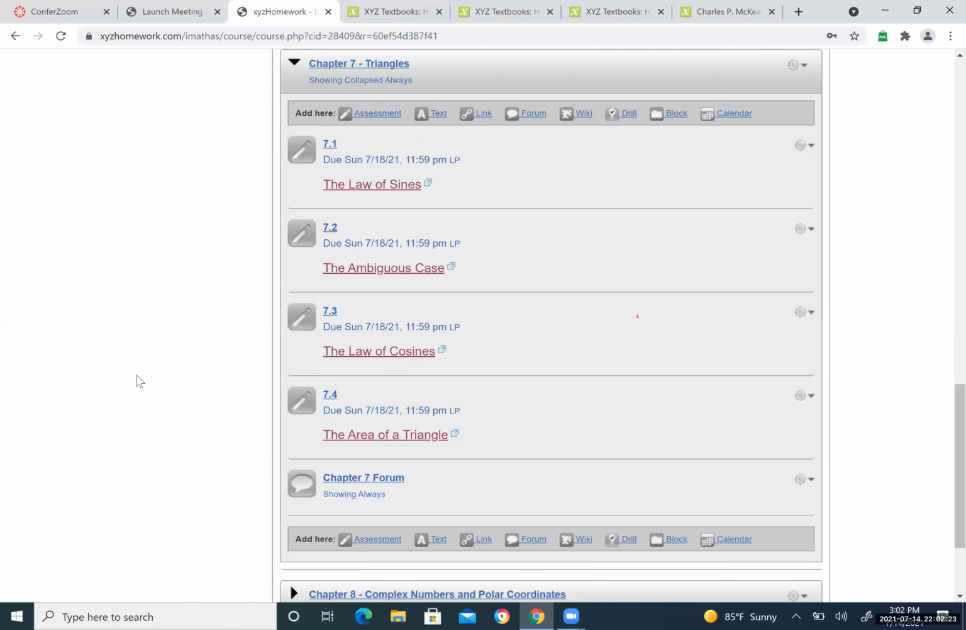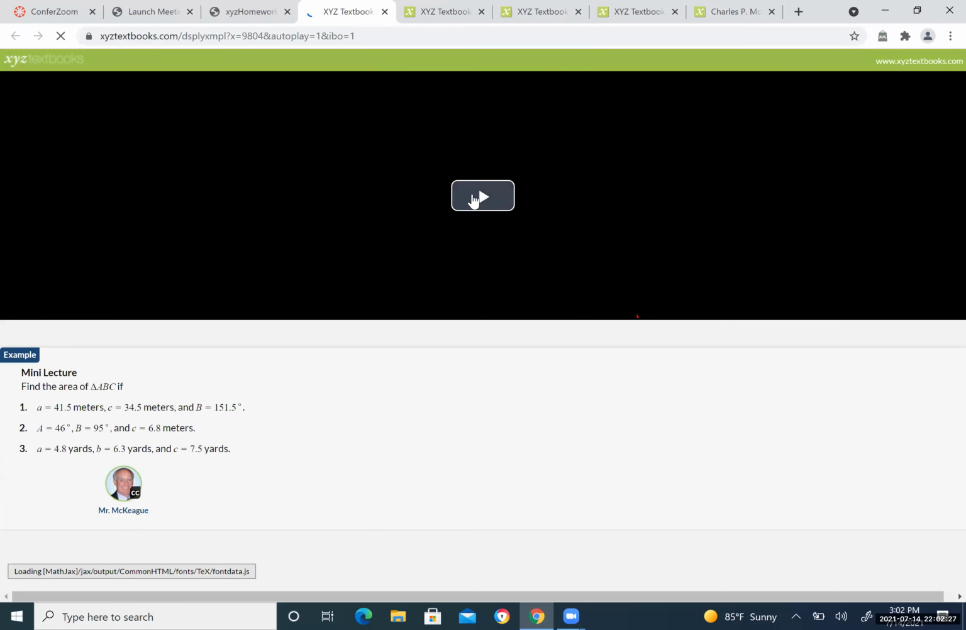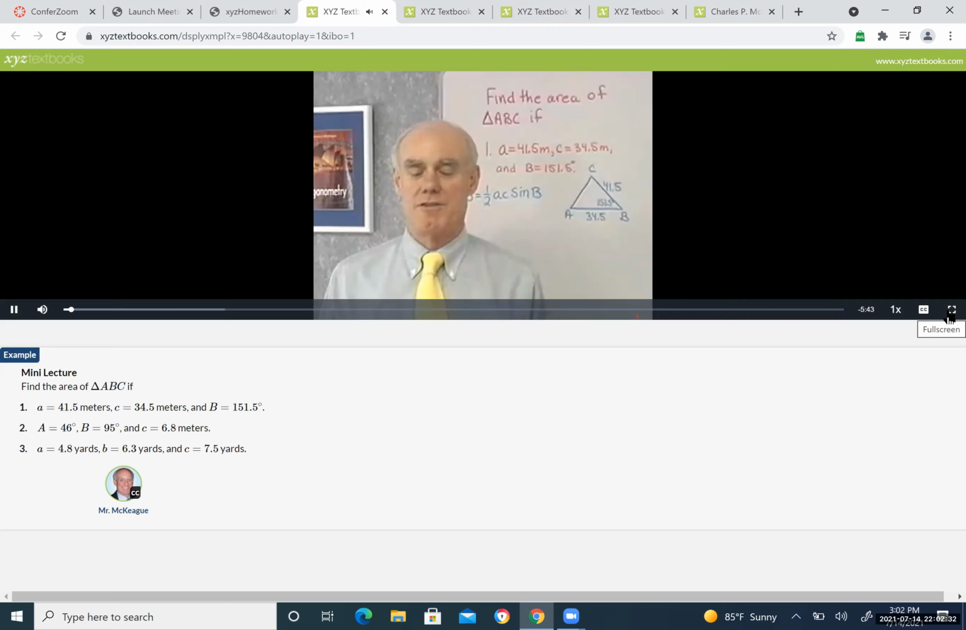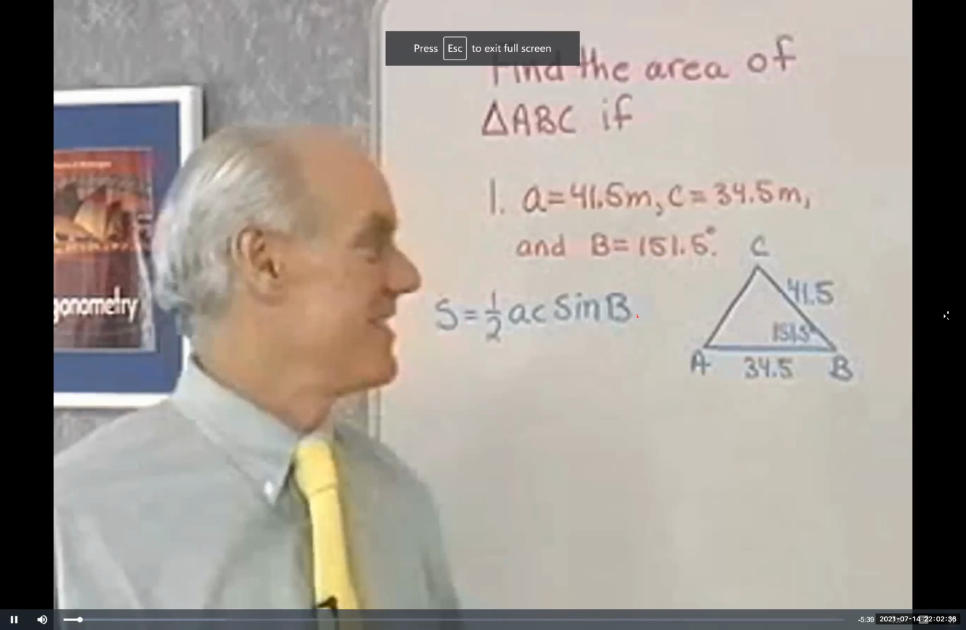So law of cosines. The last section is the area of the triangle. Next, we have some formulas that allow us to find the area of a triangle in different situations. Let's look at our first one.